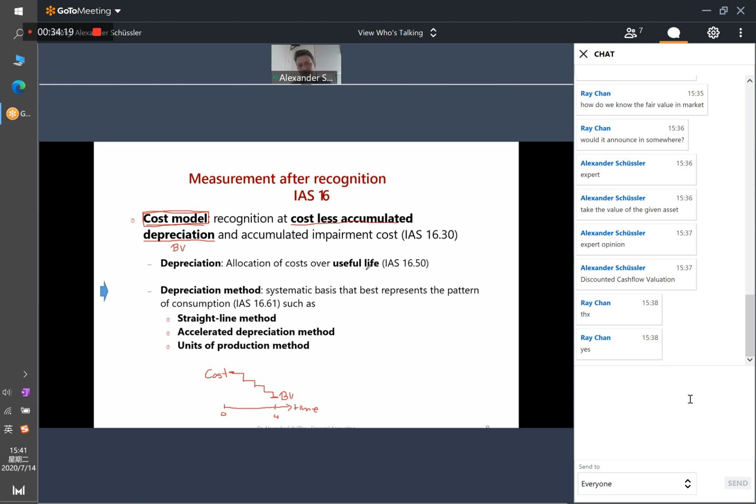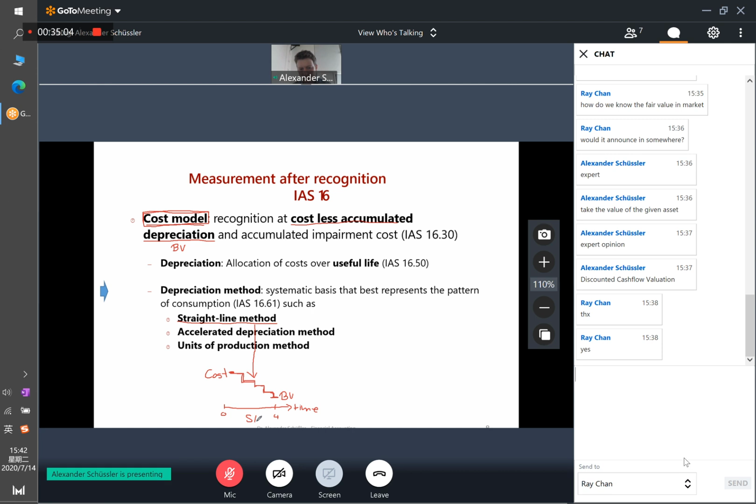And we have several different depreciation methods. We have the straight line method. Here, you see that? The value decreases every year by the same amount. This is why it says straight. This is the straight line method.